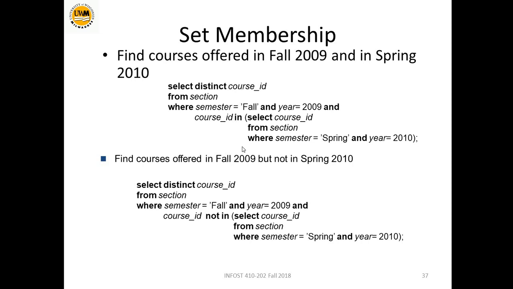For example, find courses offered in fall 2009 but not in spring 2010. We say select distinct course ID from section where semester equals fall and year equals 2009 and course ID not in. In this case we used in, in this case we used not in, so that not in spring 2010. So it will not select any of the course IDs that are the result of this query.